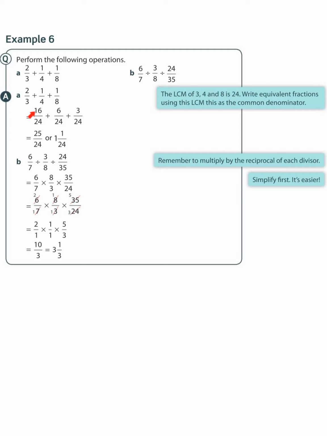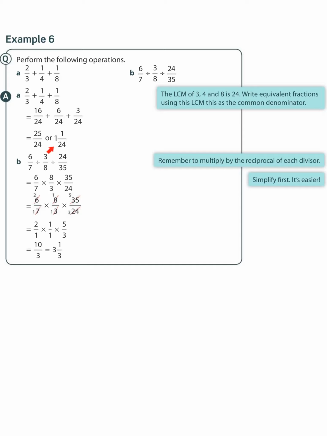And so all you need to do now is just add all these up. We've got 16 and 6. That's 22, plus 3 is 25. 25 on 24. As a mixed fraction, it's 1 and 1/24. And to check that, 24 times 1 is 24, plus 1 is 25, and that's what we have here.